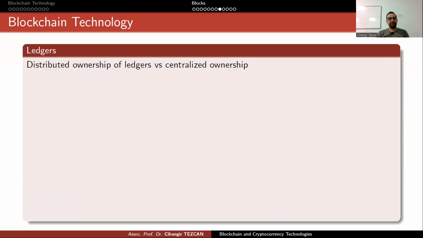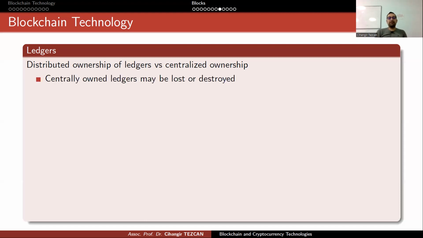Let's move on to ledgers. Distributed ownership of ledgers versus centralized ownership. So this is the part where you can ask, why don't I use a bank instead of a blockchain, right? Because banks have centralized ledgers, and here we are talking about distributed ownership of ledgers. So the question is, why would we use the distributed case, right? Because the main question is, do you trust your bank?